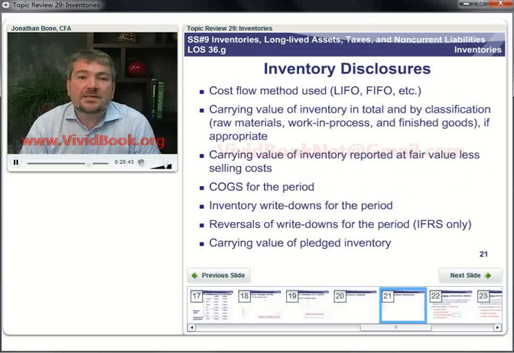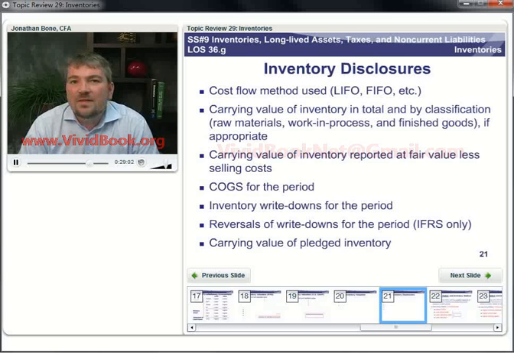Next, LOS asks us to describe the disclosures for inventory. Now, of course, one thing the analyst needs to know is what method have we used? Have we used LIFO? Have we used FIFO? Have we used AVCO, for example? So number one, the cost flow method used to value your ending inventory has to be disclosed in the footnotes.